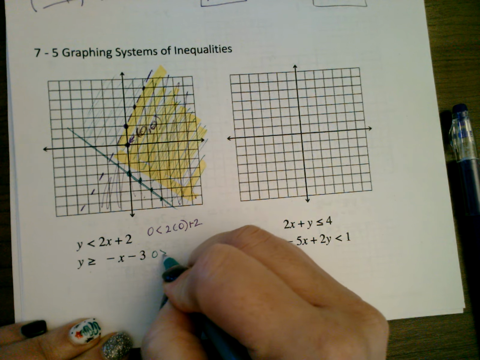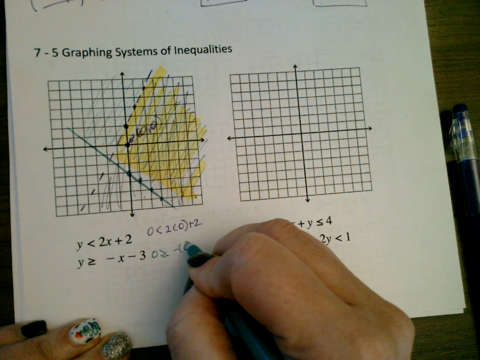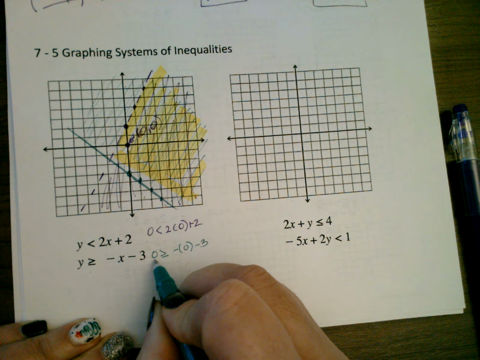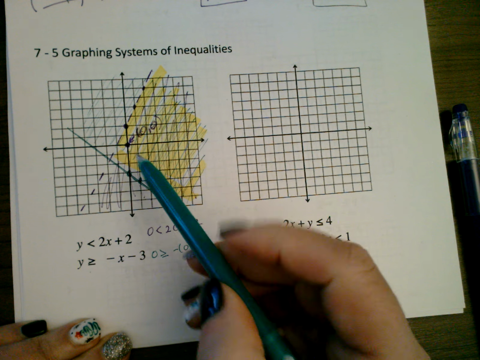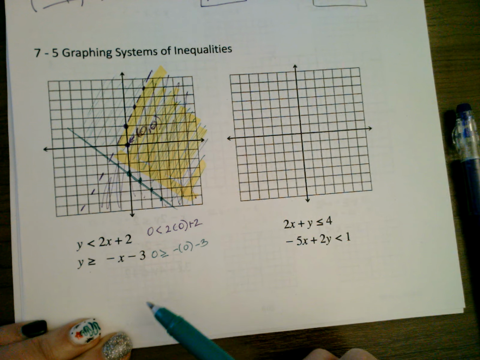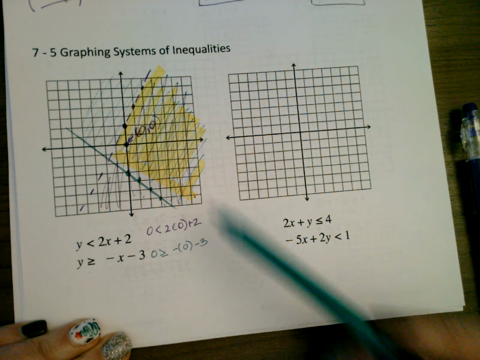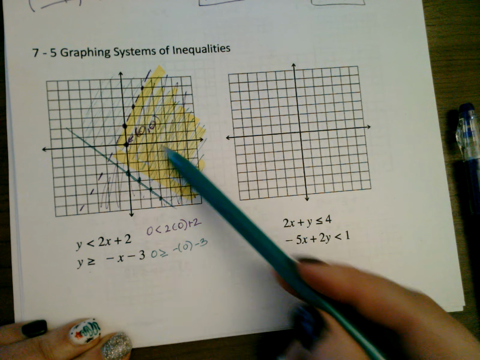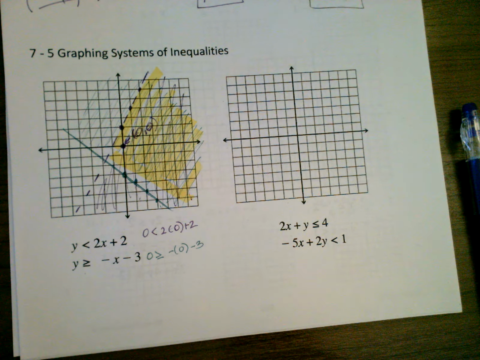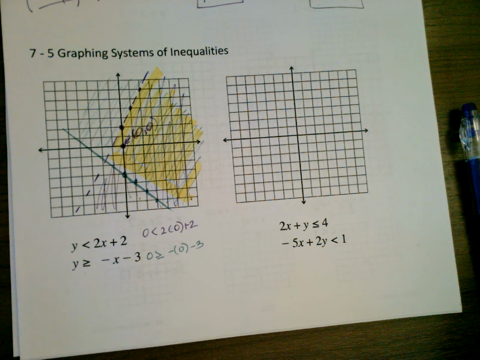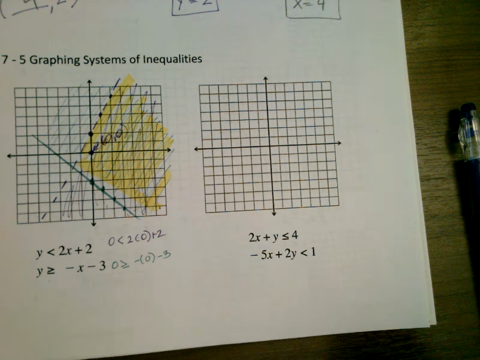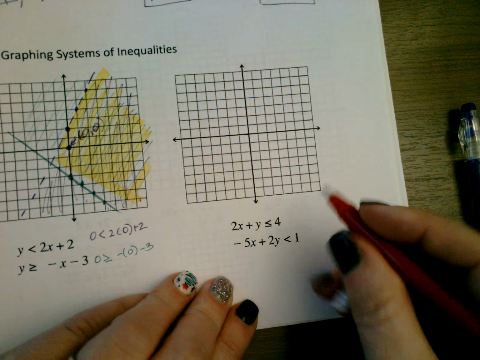If I put 0 into this equation, we know that 0 is greater than -3. It is true in that equation. So anywhere the highlighted area is, or the purple and the green overlap, I will have solutions that work in both.